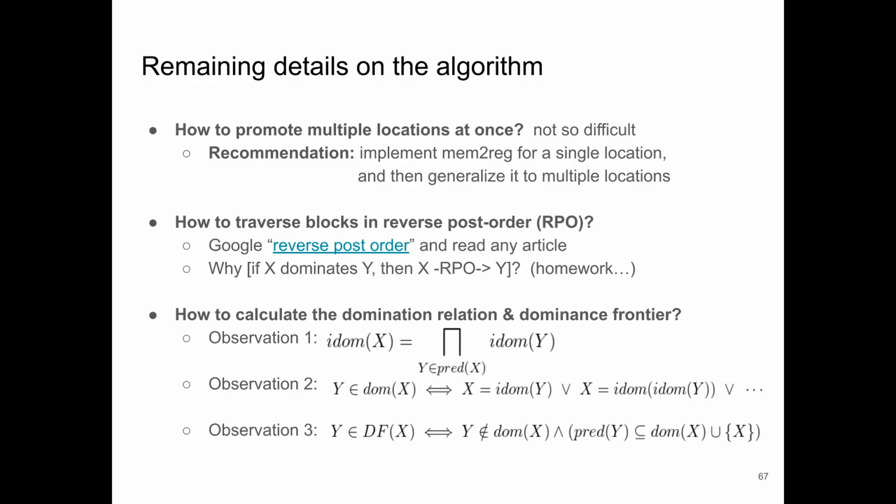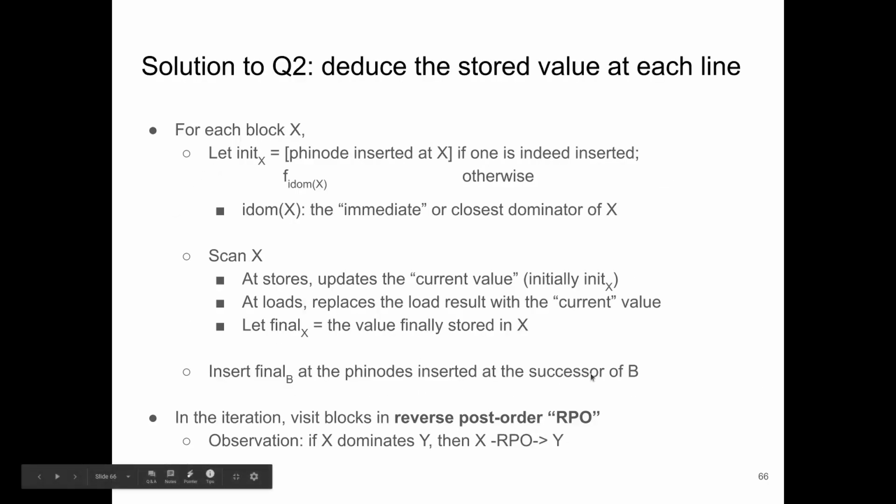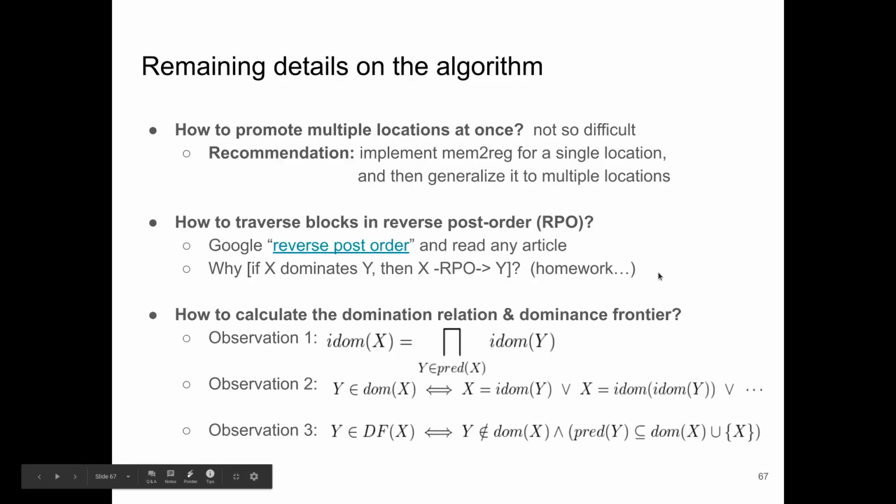I only mentioned the reverse post order, RPO, here, but I didn't introduce how to properly traverse the graph in this reverse post order so that we can have this property. You can just Google reverse post order, and there are multiple quite good articles on the algorithmic details, and you can read any article. And I think a more important question is why this property holds: why, if x dominates y, is x ordered before y in a reverse post order?